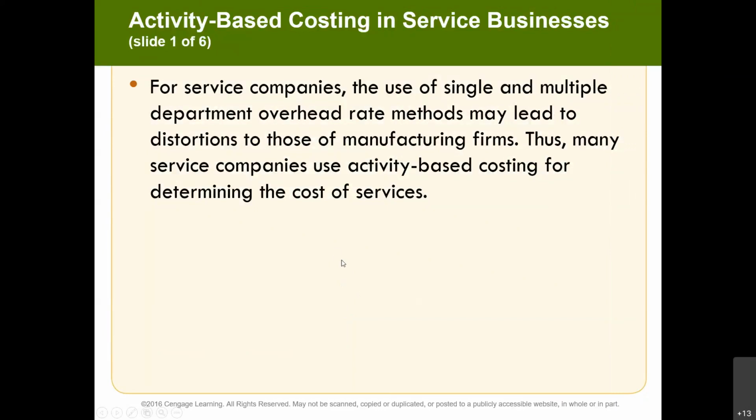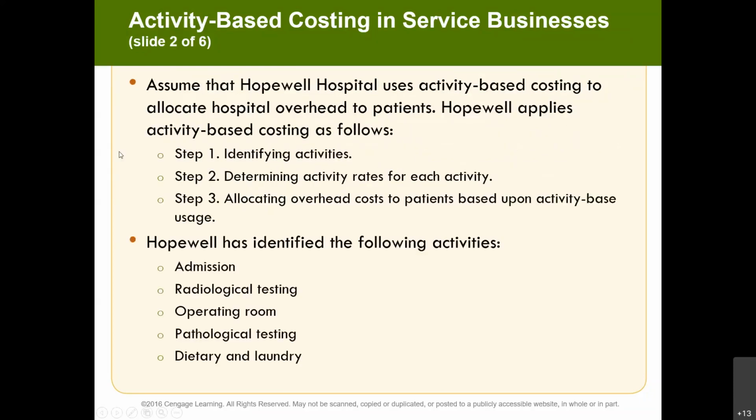Okay, so what about a service business? We looked at it from a manufacturing business. Well, let's look at it from a service business, like a dentist or a lawyer or an accountant. For service companies, the use of single and multiple department overhead rate methods may lead to distortions similar to those of manufacturing firms. So many service companies use activity-based costing to determine the cost of services. So let's take a hospital, for example. In a hospital, activity-based costing is used to allocate overhead to patients.